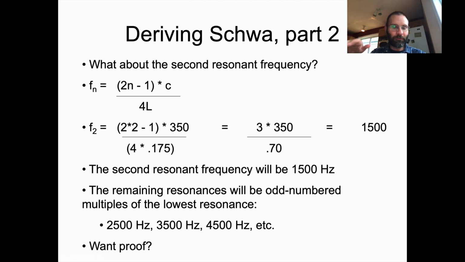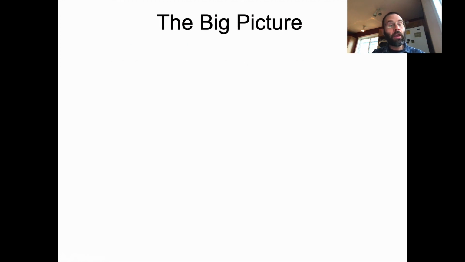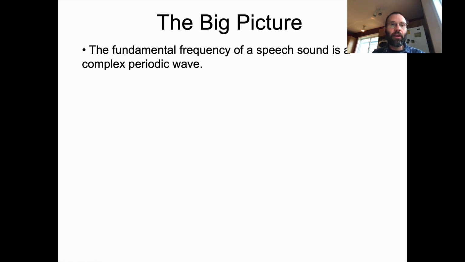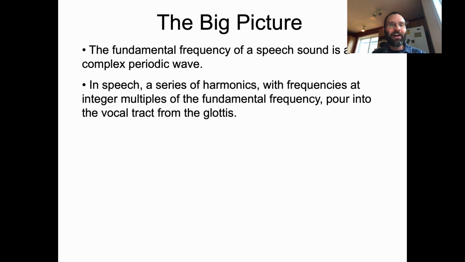So your second formant frequency should be 3 times the first formant frequency. The third formant frequency should be 5 times the first formant frequency, so on and so forth. They should be evenly spaced all the way up the scale. And what's going on in the big picture is that the fundamental frequency of a speech sound is a complex periodic wave. We talked about that at length when we were talking about what's going on at your larynx when you voice things. So that gives you a series of harmonics.